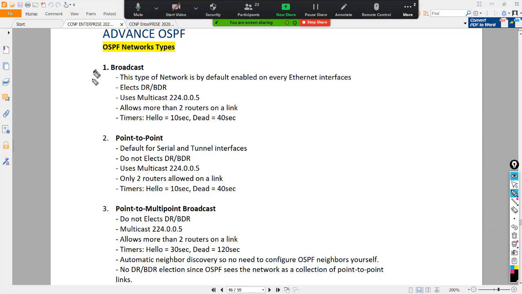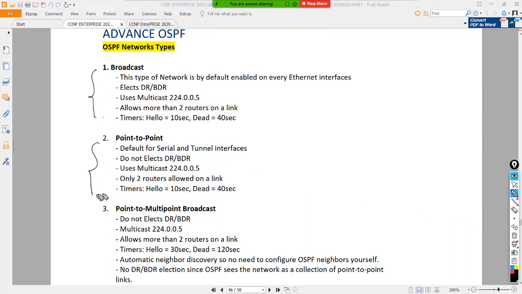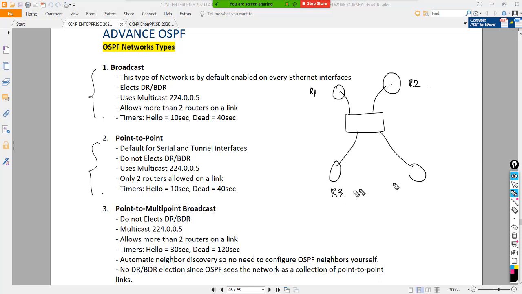Now what is the difference between broadcast and point to point? As you know, broadcast is when you have the multi-access scenario. Let's say this is a network design: R1, R2, R3 and R4. Now what kind of design is this? They are in a broadcast network type, the reason being you have a switch in between which is broadcasting the packets.